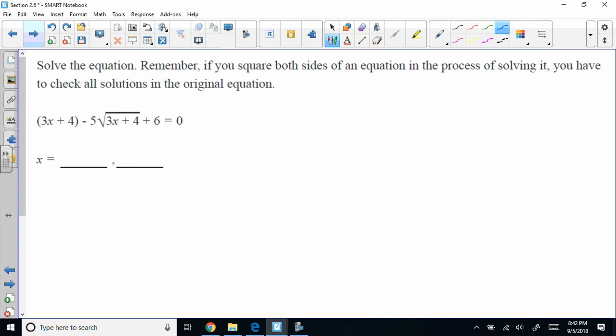So what if I took that negative 5 square root of 3x plus 4 over to the other side? Would it change to a positive 5? Yes or no? Say that one more time. If I took the negative 5 times the square root of 3x plus 4 and moved it to the other side, would it change from a negative to a positive? Yes or no?